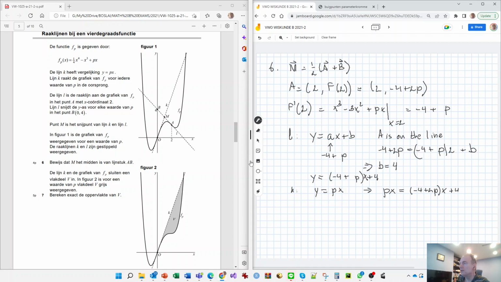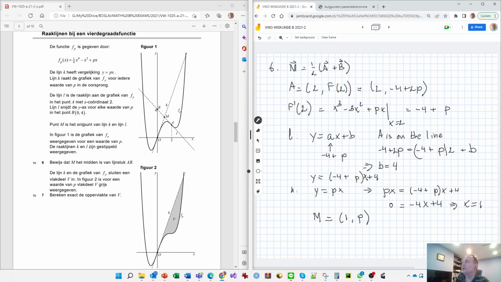And I get this, and now you can see that if I bring px to the left, I just get 0 equals minus 4x plus 4, which means that x is equal to 1, which means that the x coordinate of M is 1, and then the y coordinate is p, so M is given by 1 and p.